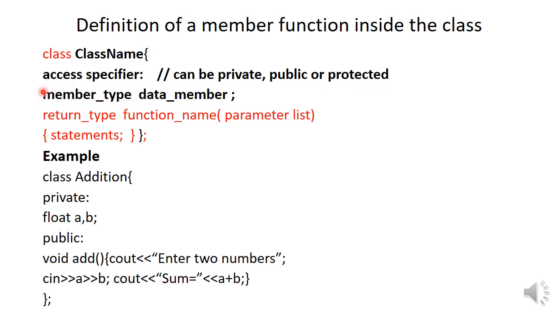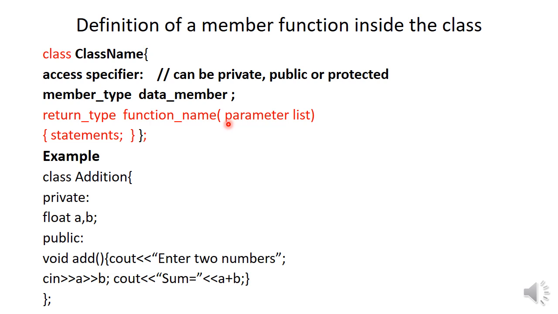Here we have the member type or data type, and here we have data members. This is the syntax to declare data members of a class. After that we define the function inside this class. To define a function inside a class, we must use its return type, and after the return type we have the function name. The function name is also a valid C++ identifier, or any identifier respecting variable naming rules in C++. Here we have a list of parameters.